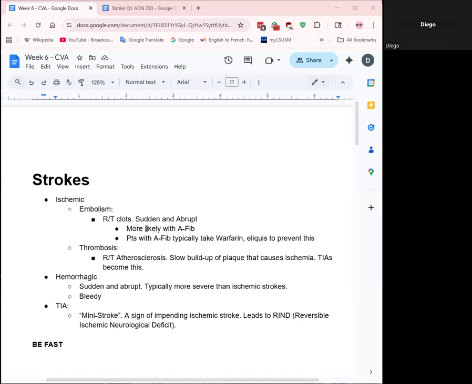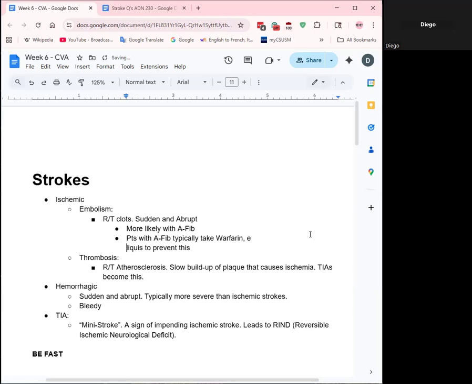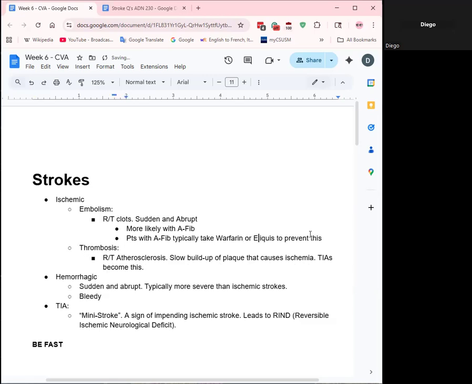causing a sudden occlusion. This is more likely with AFib. So the main thing you want to think about when you have a patient with AFib is that they are also at risk of developing a stroke or an MI, and patients usually take warfarin or Eliquis in order to try to prevent it, which are both anticoagulants, which makes sense there.